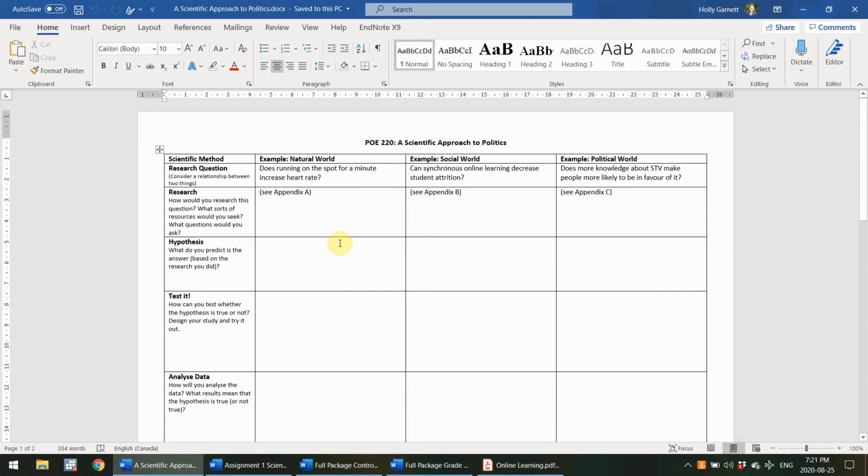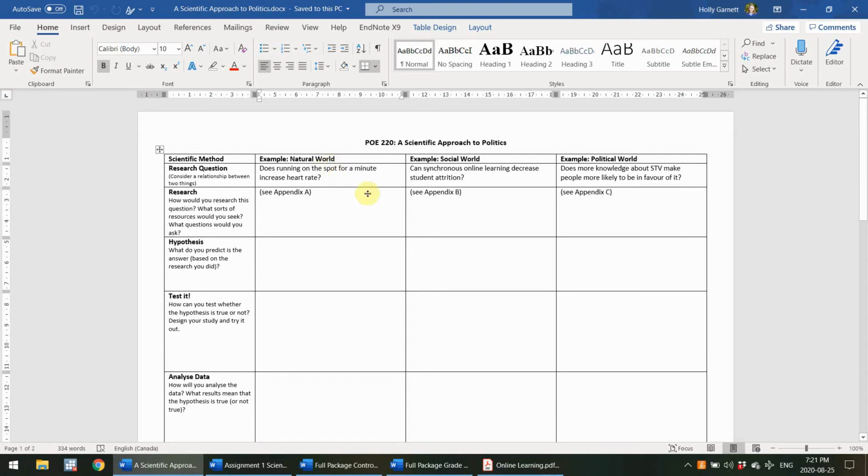Of course, you would go to peer-reviewed journals. That's the best way. And maybe I'll upload a video later about the process of peer review and what that actually means. But you'd look up some journal articles, and we'll do that for the social world and political world. But for the natural world, let's just keep it really simple. I would look up some research and find that heart rate tends to increase when you exercise. Running on the spot is exercising.